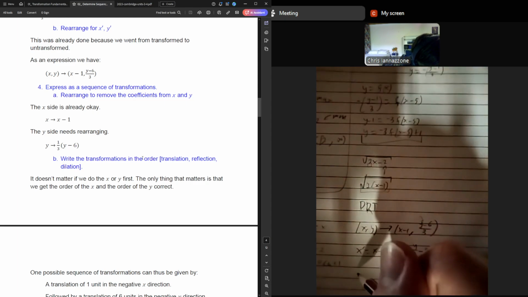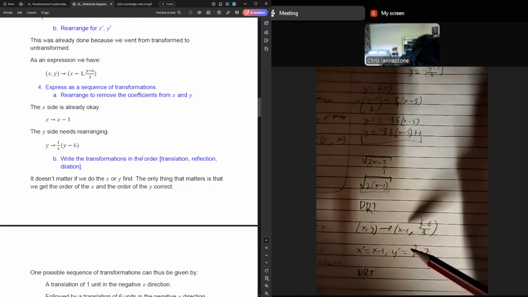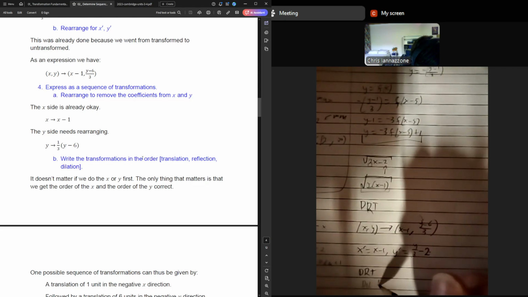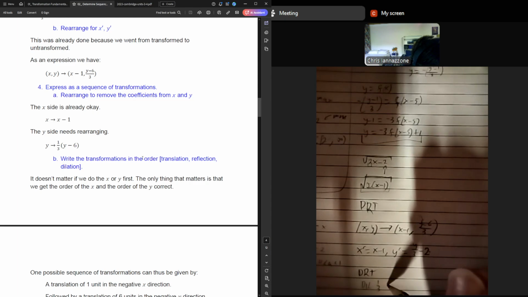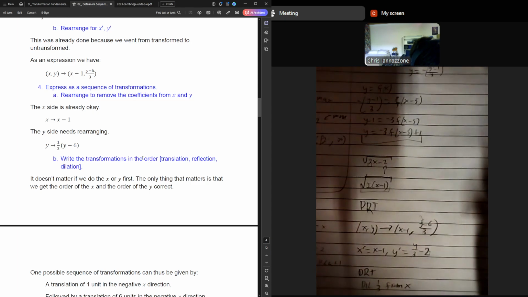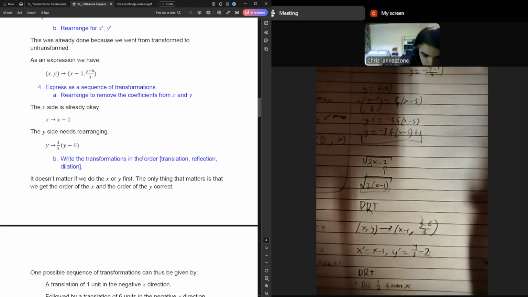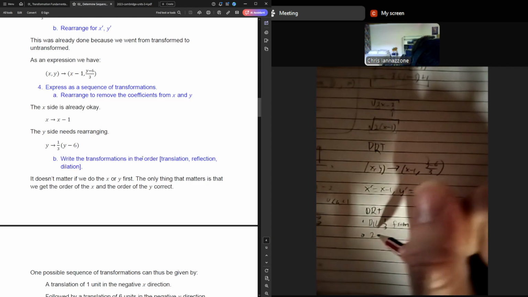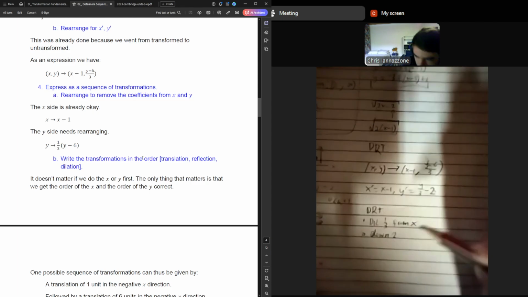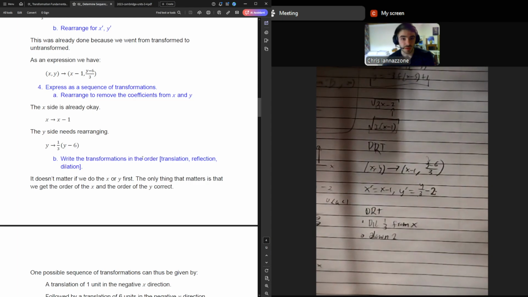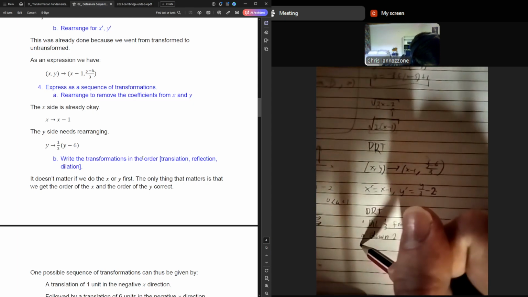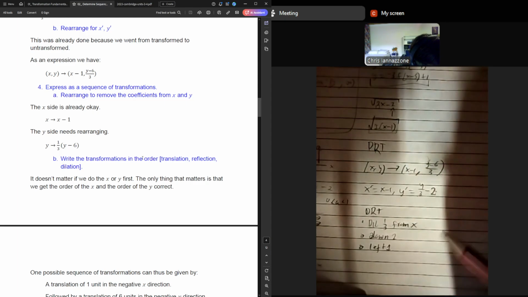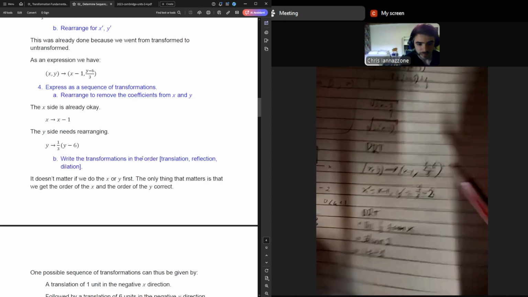So if we were to do DRT, let's start with the y first. You would do your dilation factor of a third. You could say along y. I'm going to say from x, just to change it up a bit. You could then say down by 2, or more specifically, 2 units in the negative y direction. And then finally, you'd have that left by 1, or more specifically, 1 unit in the negative x direction.